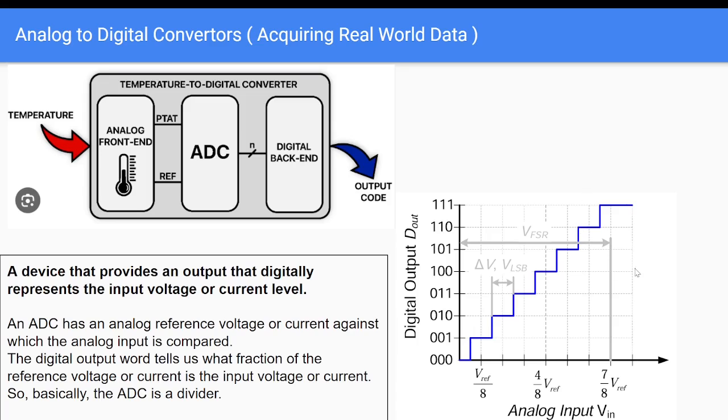So this is one of the very important slides to understand. What we are trying to do is interface with nature. Temperature is one parameter out there in nature that we are trying to measure. The analog to digital converters help us to acquire the real world data, and in this case, the real world data is temperature. And this is a thermometer, as you can see here.